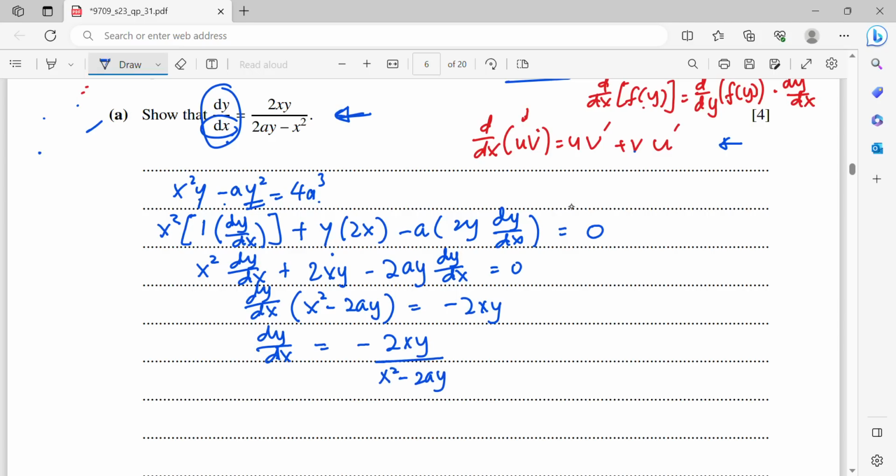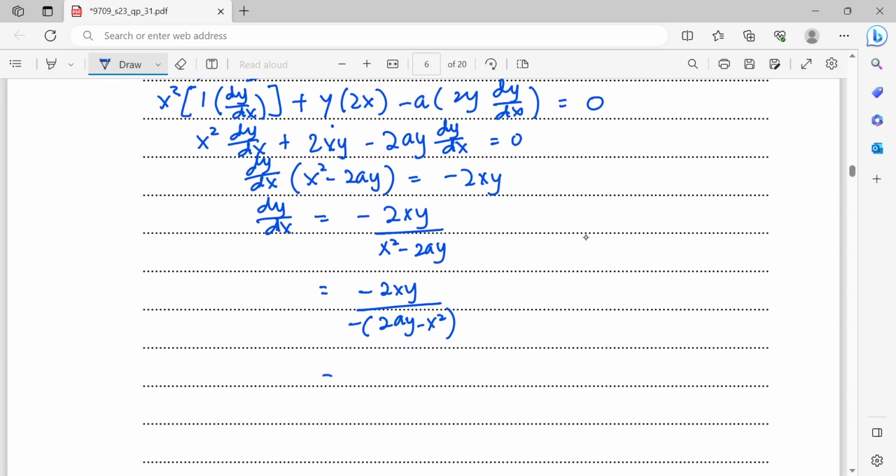But when you look at the answer here, it is positive 2xy. So what to do is factorize the negative from the denominator. So once you factorize negative from denominator, it becomes 2ay minus x squared. Okay, then the minus can be cancelled off. Alright, so that is our dy over dx.